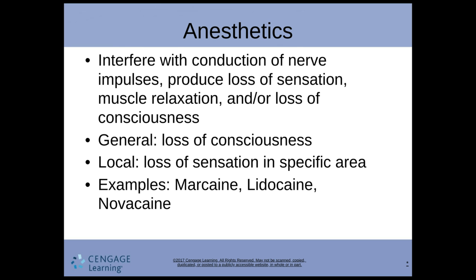Then we have anesthetics. So these interfere with the conduction of nerve impulses, and they produce a loss of sensation. They cause muscle relaxation and or loss of consciousness. So think of when you go into surgery, right? You get put under anesthesia. General anesthesia is a loss of consciousness, so you're asleep for the whole thing. And then you can also have a local anesthetic. This is loss of sensation in a specific area. Examples of these are Marcaine, Lidocaine, and Novocaine. A local would be like if you go to the dentist and you have to get a filling, right? They're going to give you a local anesthetic. So they're going to numb one area.